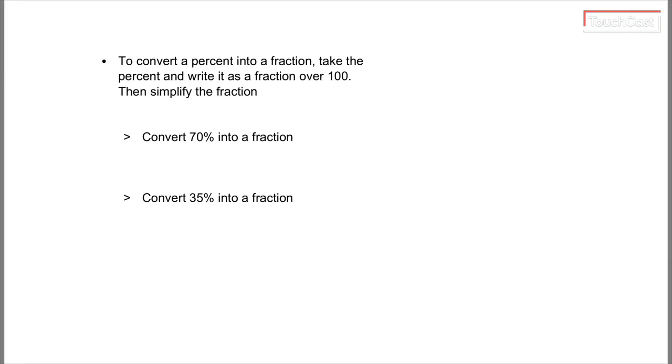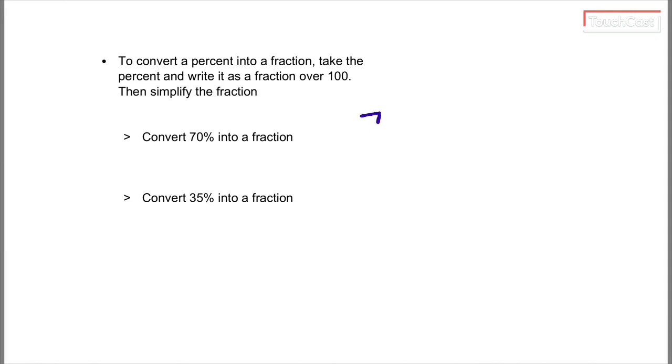Lastly, we need to talk about how to convert a percent into a fraction. So we talked about before, to go from a decimal to a fraction, we move the decimal to the right 2 places, which means that to go the opposite way, we could go back 2 spaces. However, because percent means out of 100, we can take the percentage and just place it into a fraction over 100 and then simplify. So, for example, convert 70% into a fraction.